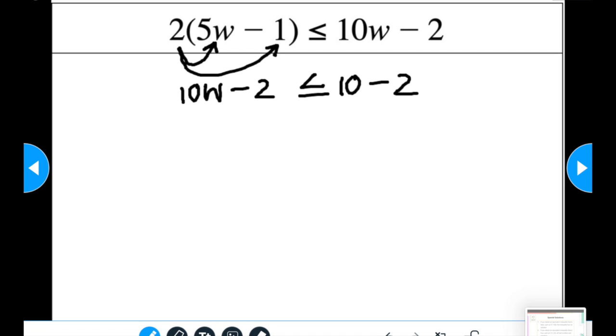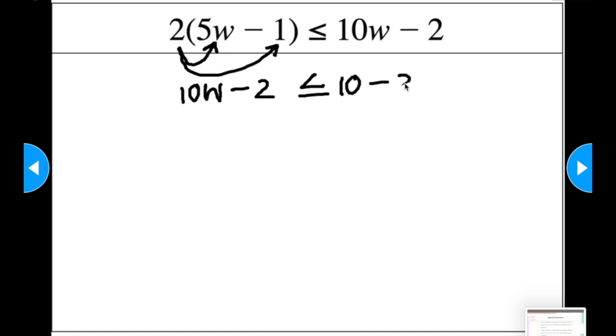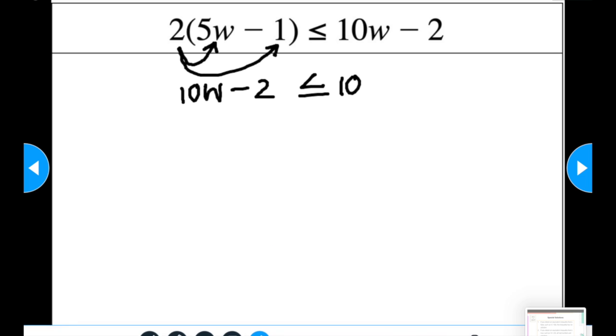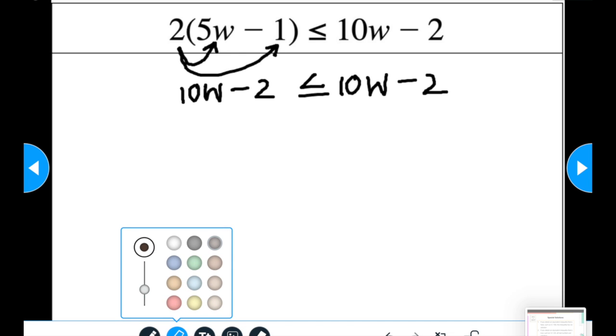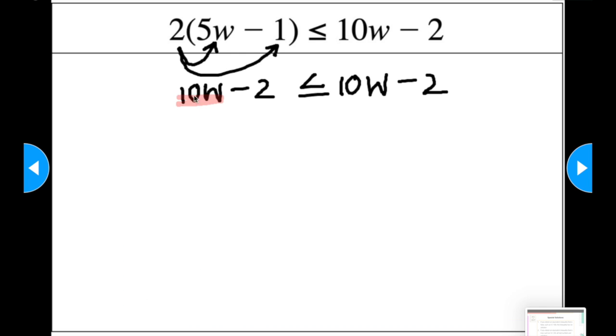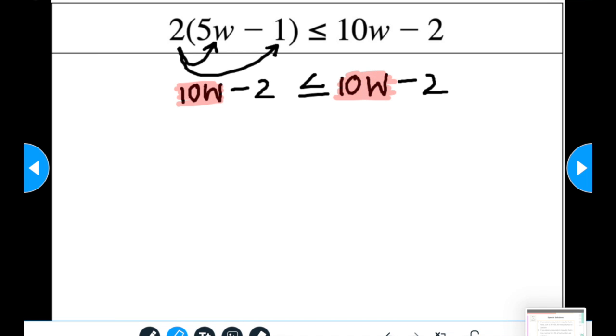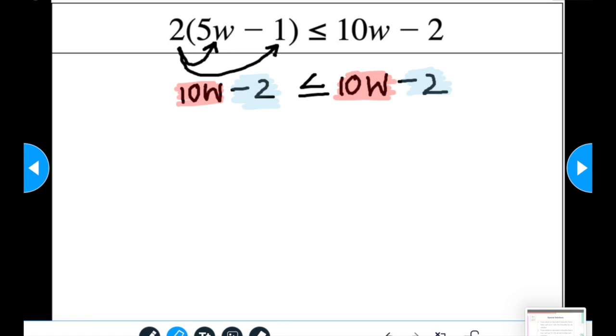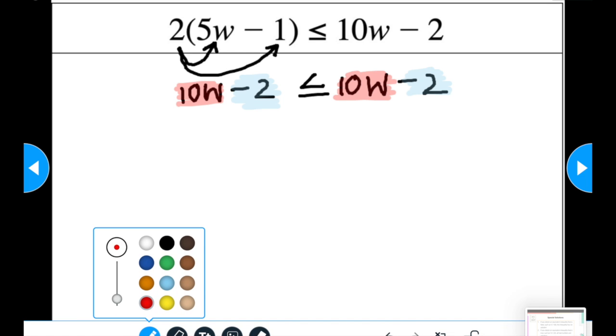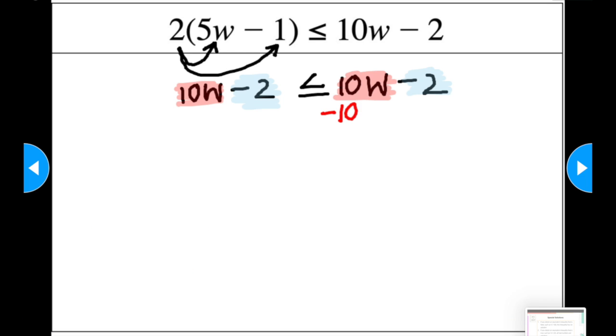Now the next, oops, I didn't write down the W sign here. So let me write that down. 10W minus 2. And then I want to combine any like terms. I see that 10W and 10W are like terms with each other, and then we also have negative 2 and negative 2. So the first thing that I'm going to do is cancel out the 10W by subtracting 10W on both sides.